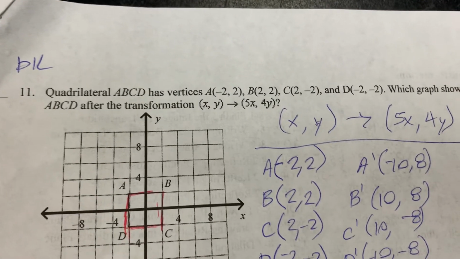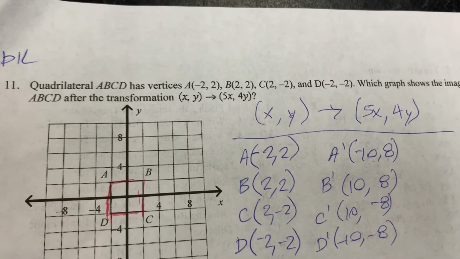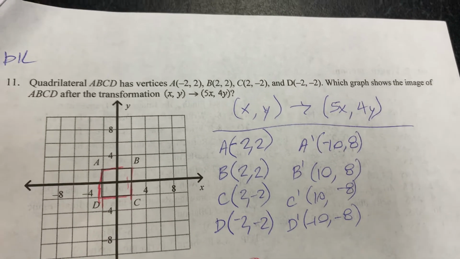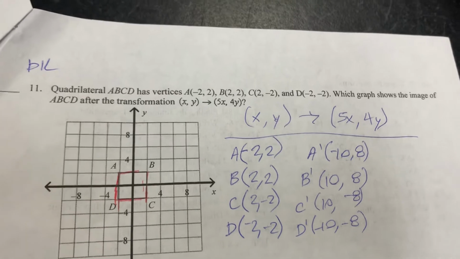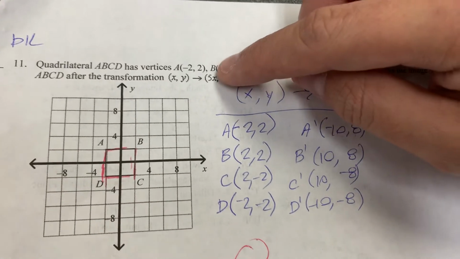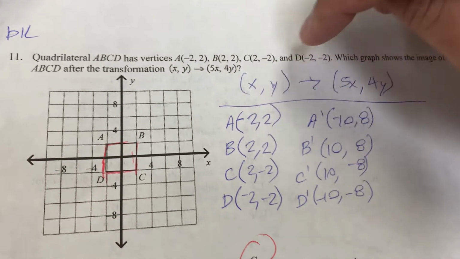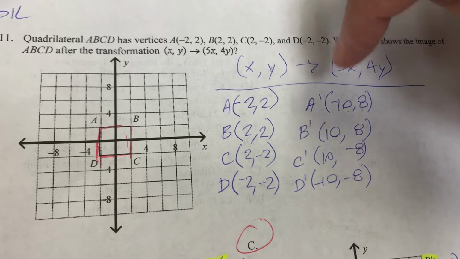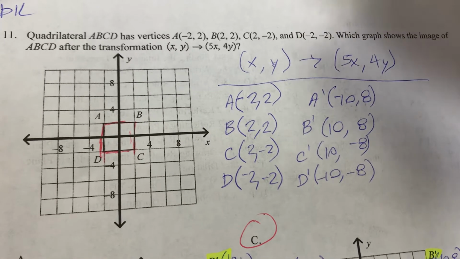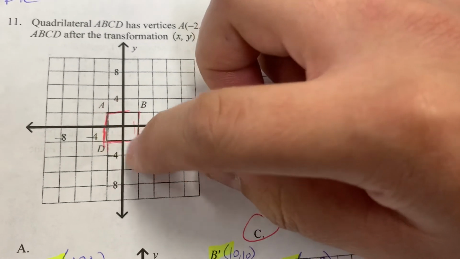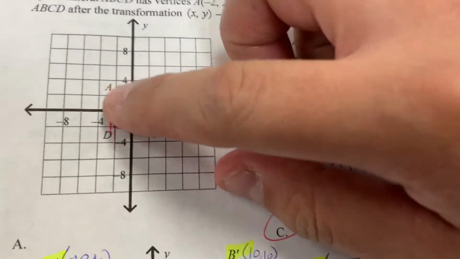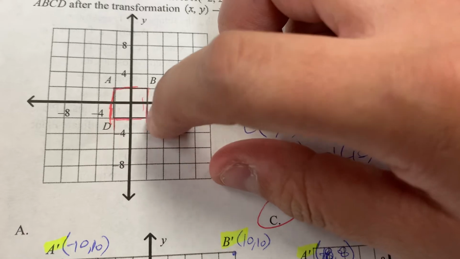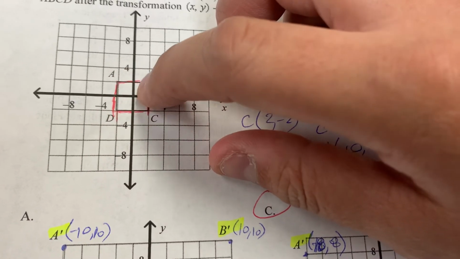A quadrilateral ABCD has vertices A, B, C, and D. Which graph shows the image of ABCD after the transformation (x, y) to (5x, 4y)? In other words, from here, you're multiplying all the x's by 5, you're multiplying all the y's by 4. So here's your A, B, and C. Now, this is really hard to tell. That's why I wrote this in here just to bring a little attention to your eyes there.